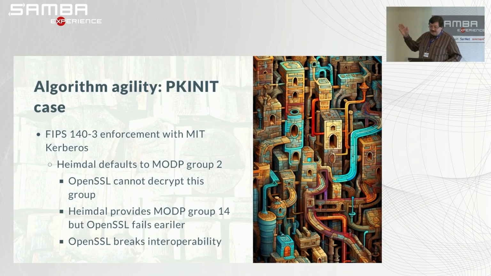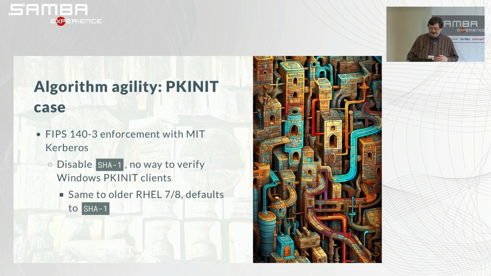So this is one example: Heimdal defaults to modp group 2. We cannot decrypt this group. Heimdal provides group 14, but OpenSSL simply fails earlier. Now we consider this an OpenSSL failure. OpenSSL considers that this is a feature from their side. So there's still disagreement. They accepted this as a feature request, which means a totally different level of commitment to implement that than a bug in a certified implementation.